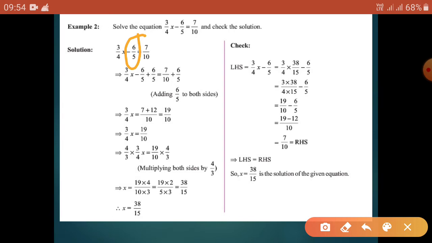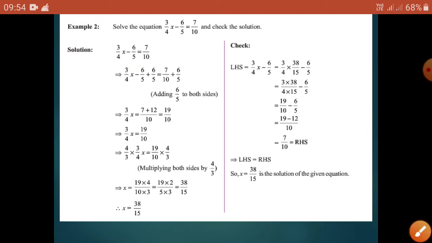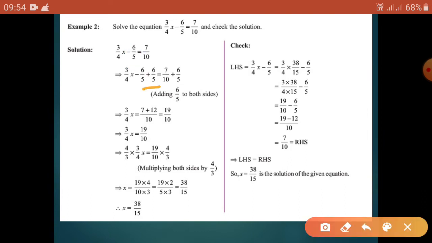Okay, so we have to add the same value to both sides but with the opposite sign. Here it is minus 6 by 5, so we use plus 6 by 5 on the right hand side and the left hand side also. To omit this minus 6 by 5, we are taking plus 6 by 5 on both sides. Okay, so it gets nullified. We get 3 by 4x equal to 7 by 10 plus 6 by 5.